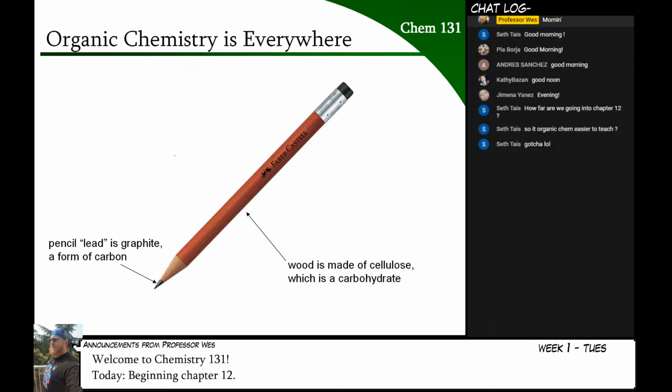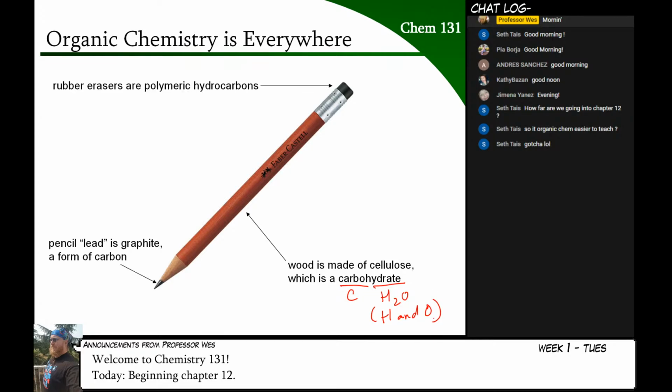The wood of the entire pencil itself is cellulose. Cellulose is a carbohydrate. You'll notice that the word carbo here is where our carbon comes from. And then hydrate here, we've got H2O. And really what this means is H and O. When you think of hydrate, you should think of water. So a carbohydrate has carbon and hydrogen and oxygen in it.